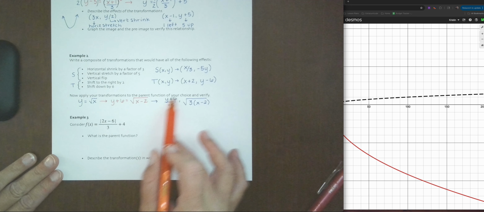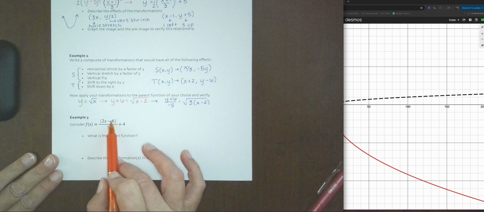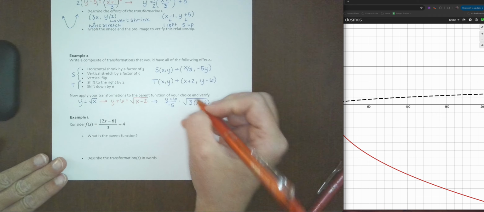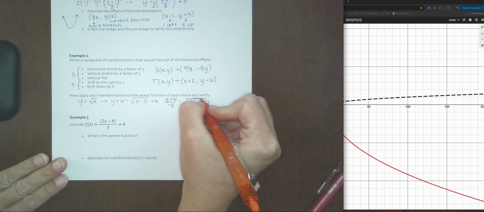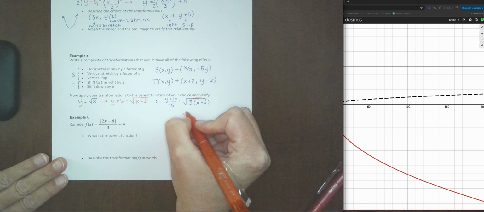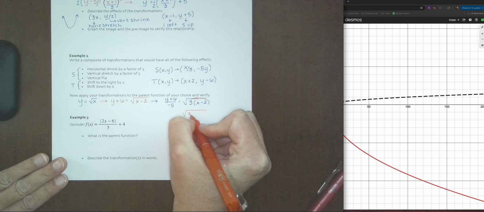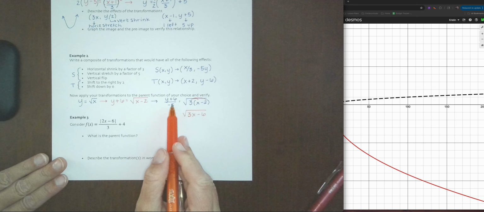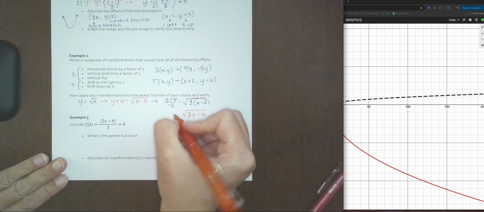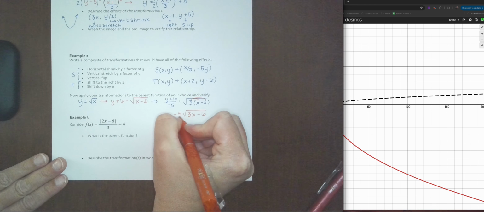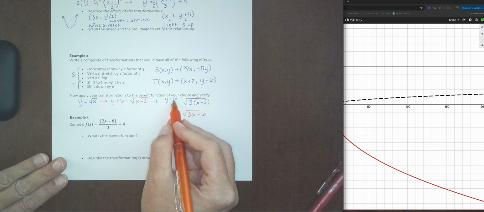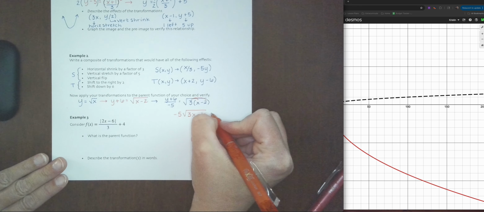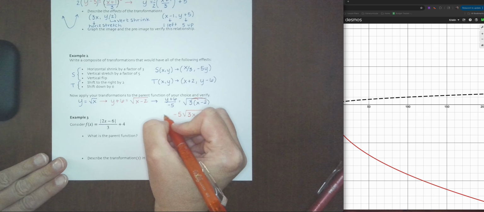I want to show you real quick what this equation would look like if I cleaned it up like this one. So I could distribute here and make this a square root of 3x minus 6. I could also multiply by the negative 5, so I could have a negative 5 sitting out here. And then I would have a plus 6 left over here, so I'm going to put a minus 6 on the outside here.